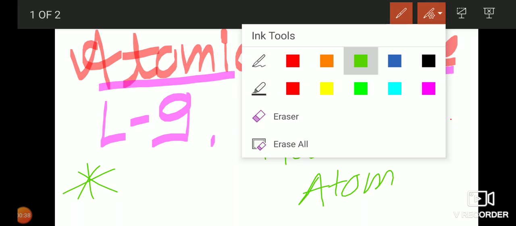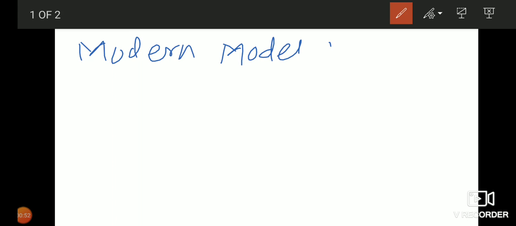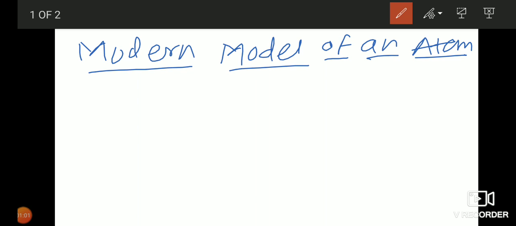Okay, so let us discuss this very useful topic, that is the modern model of an atom. So we are going to understand a few points in this topic.